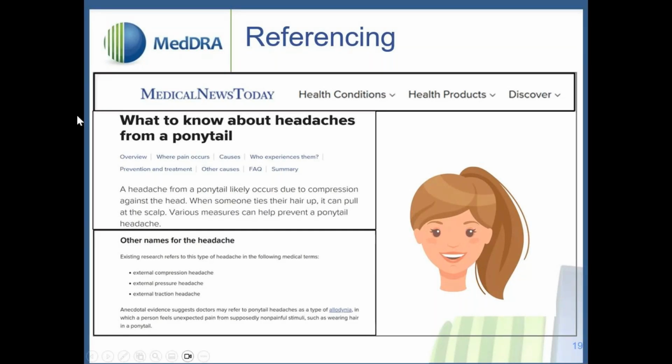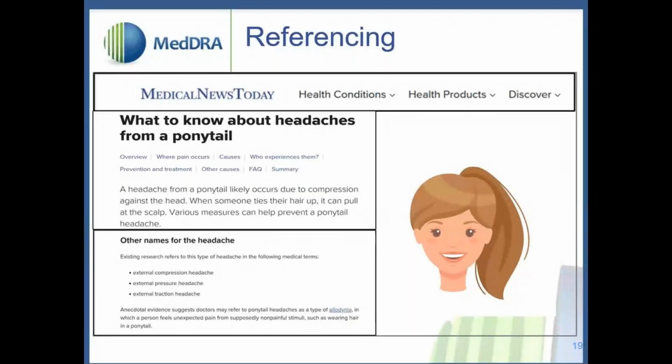And lo and behold, my medical reference does have something: what to know about headaches from a ponytail. In the interest of time, it basically tells me a headache from a ponytail likely occurs due to compression against the head. As I read further, it tells me existing research refers to this type of headache in the following medical terms: external compression headache, external pressure headache, external traction headache.